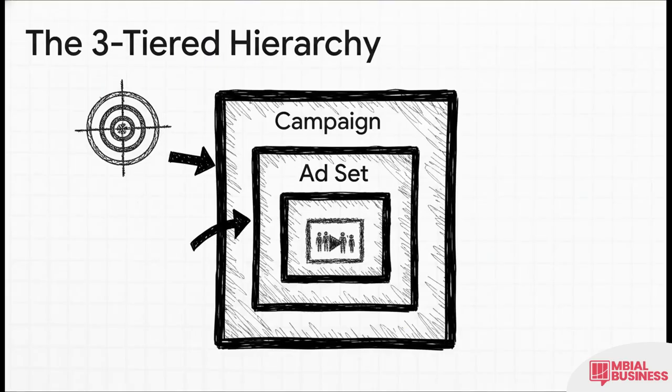It's that simple. At the very top, you have the campaign. That's your main goal, your objective. Nested inside of that is the ad set, which is where you define your audience. And then finally, tucked inside the ad set, you have the ad itself. That's the creative piece your audience actually sees. Simple, right? Let's break down each one.